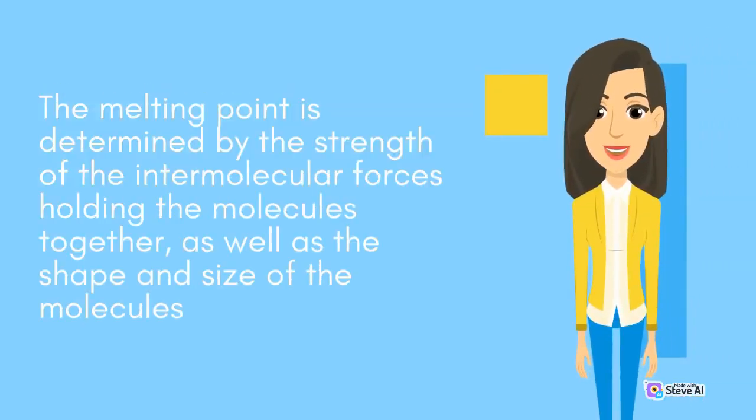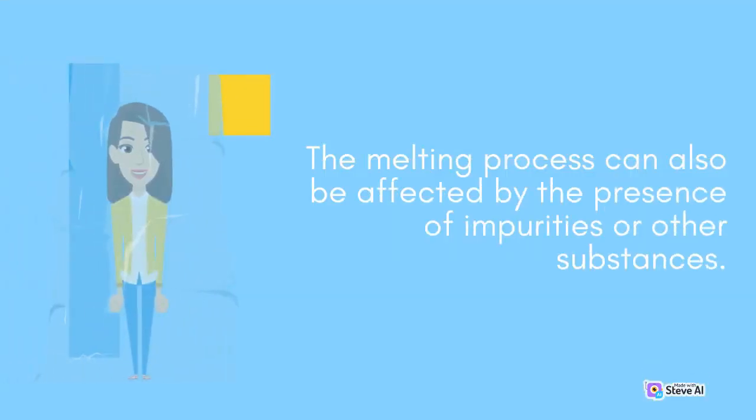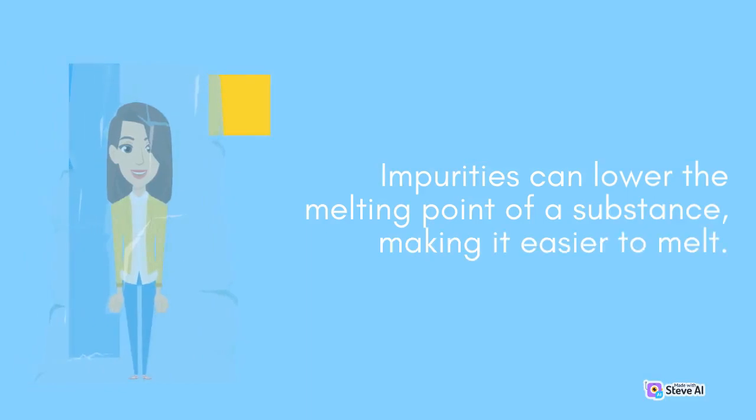The melting point is determined by the strength of the intermolecular forces holding the molecules together, as well as the shape and size of the molecules themselves. The melting process can also be affected by the presence of impurities or other substances. Impurities can lower the melting point of a substance, making it easier to melt.